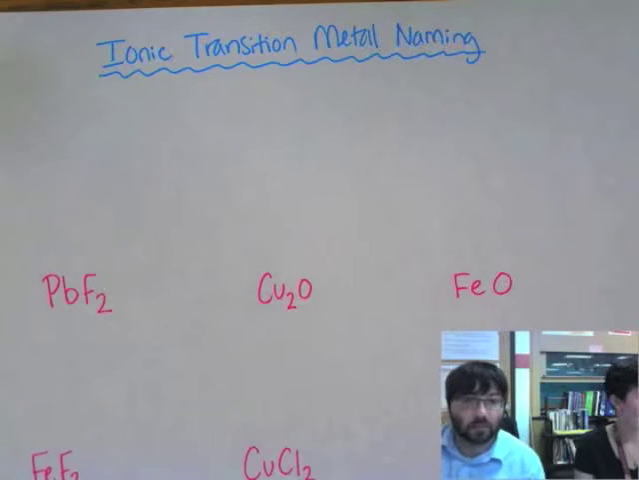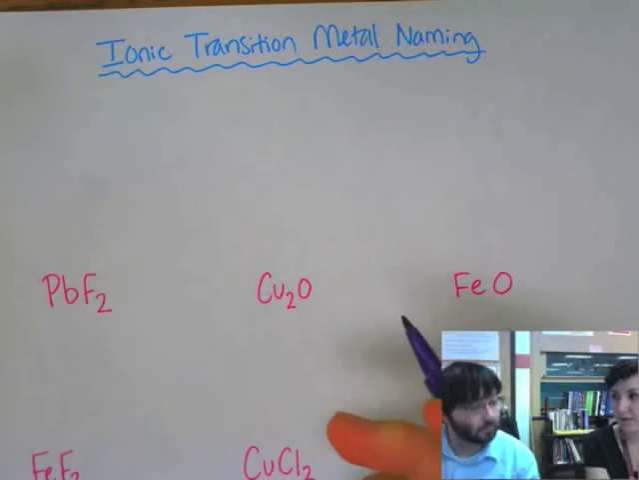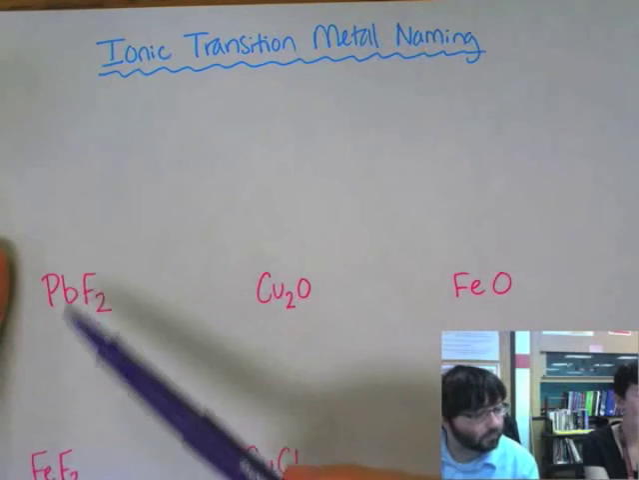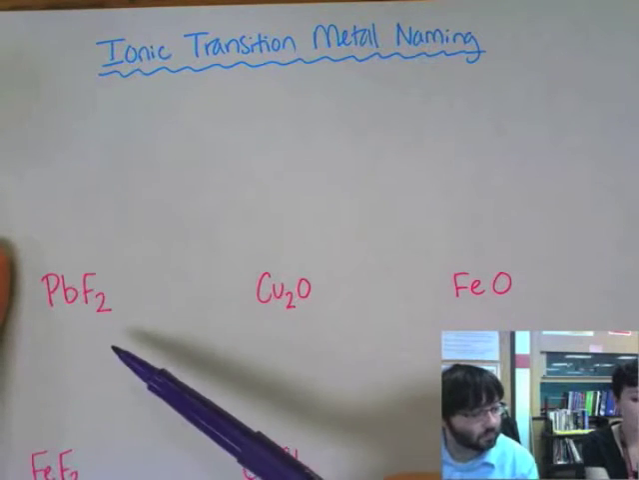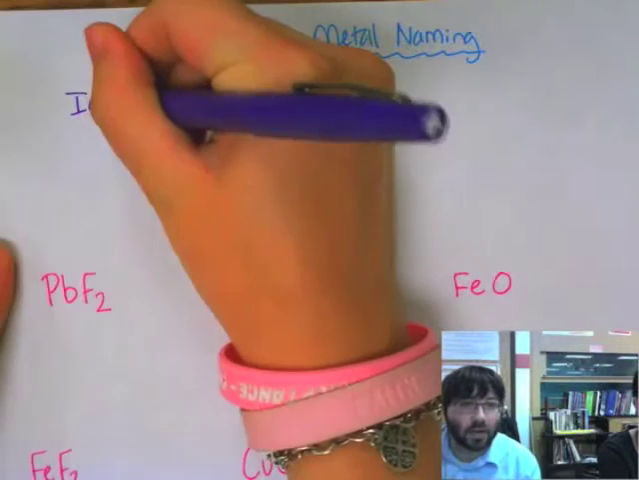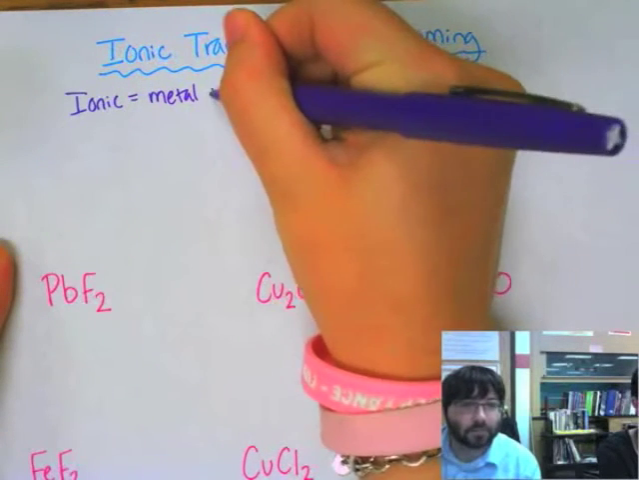All right, so today we're going to be talking about naming formulas, based on the formula we have here, finding the name of what this compound is, right? These are ionic because we have a metal and a non-metal, right? So we probably want to remember that. So ionic is a metal and a non-metal. Yep, a metal and a non-metal.